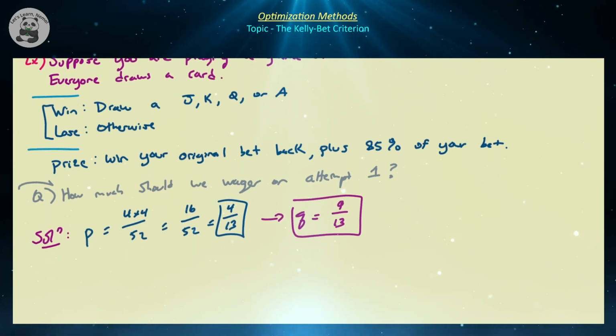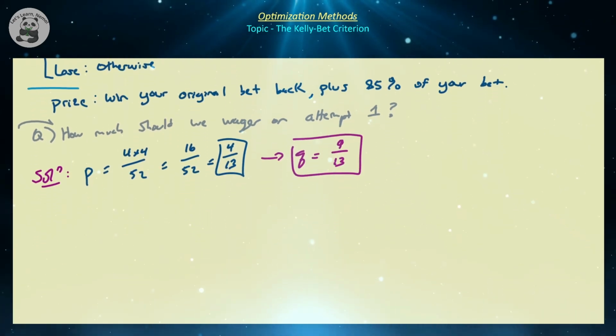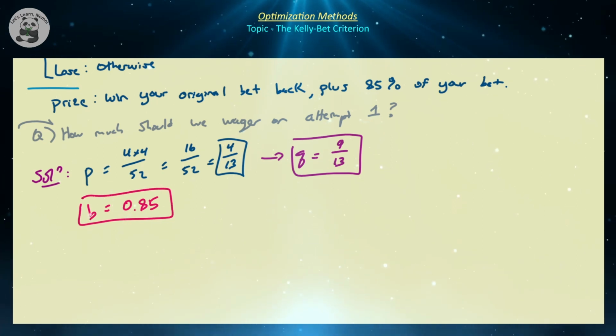Now we need to figure out what our value of B is, and that's associated to our profit. The value of B is going to be equal to 85% of the original, and you're not supposed to count your original in this calculation of B. So that's just going to be 0.85, right? So that's your profit. Once you have your P, your Q, and your B, now we can calculate our Kelly bet. The Kelly bet, which I'm going to denote by R star, again is going to be equal to PB minus Q all over B. So that's going to be equal to what?